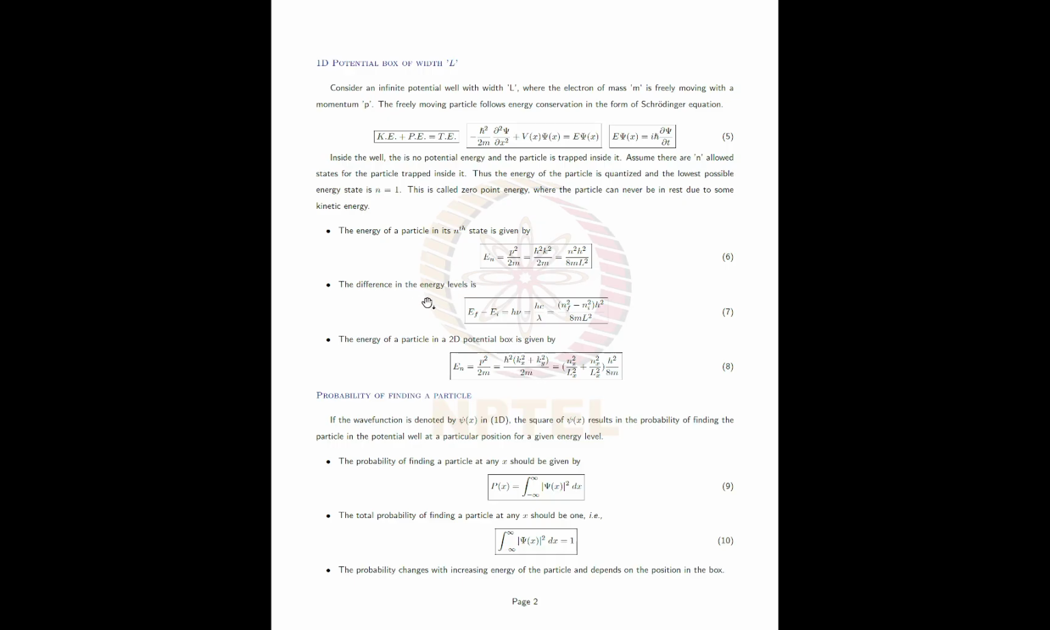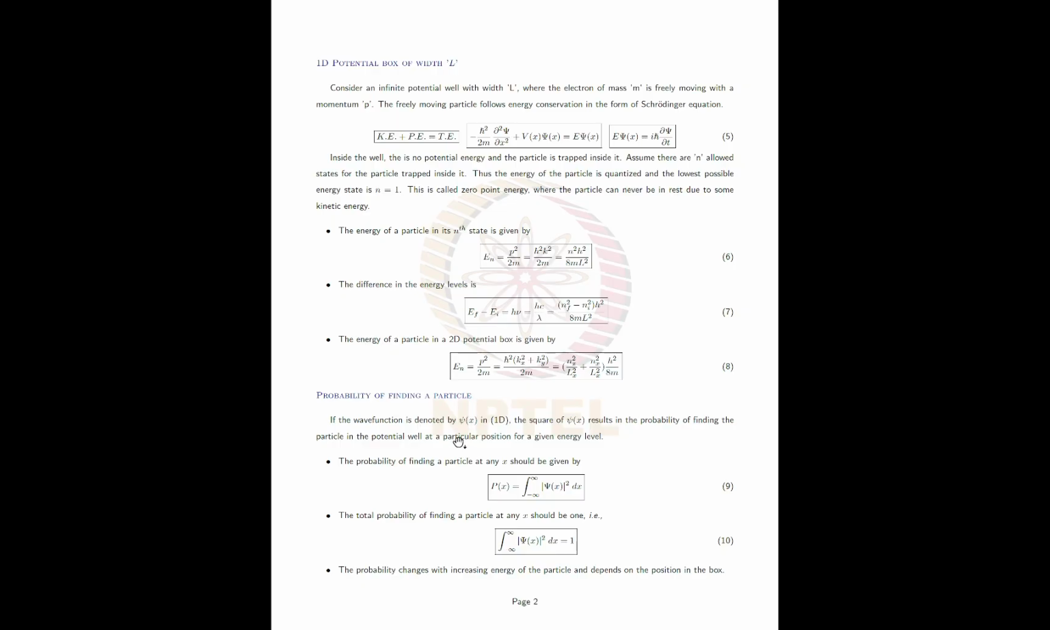So you can calculate the difference between two energy levels, Ef minus Ei equals h nu, h c by lambda, which is, you just put the values here, nf square minus ni square, h square by 8m l square. And if, instead of one dimension, you have a two-dimensional box, then the energy En is given by p square by 2m, h cross square kx square plus ky square by 2m, and then you open it, you will get nx square by lx square plus ny square by ly square, h square by 8m.